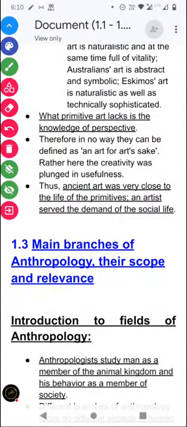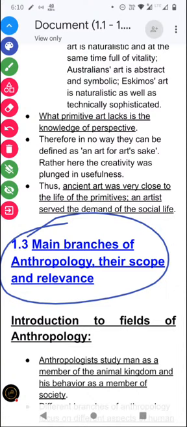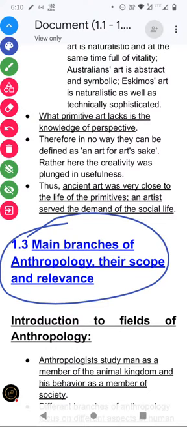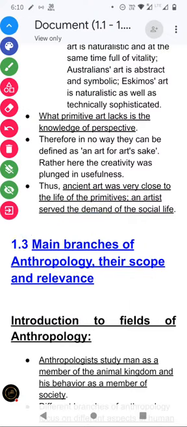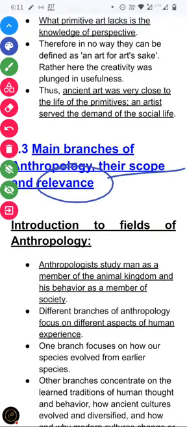And number three, the main branches of anthropology. Only four branches are given here, the branches of anthropology which are very important. Always at least one question comes from this part. There are four branches: physical or biological anthropology, socio-cultural anthropology, linguistic anthropology, and archaeological anthropology. These are the main branches of anthropology and their scope and relevance.